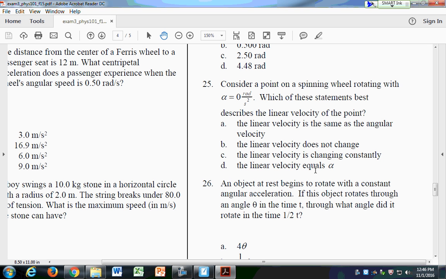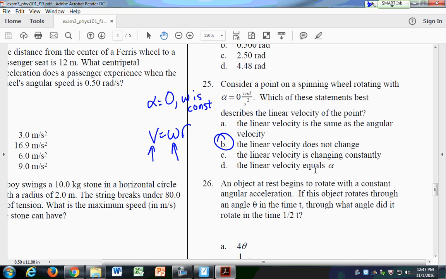Yeah, the linear velocity does not change. And they're not equal, but they're related. So V is equal to omega times R. And so since alpha equals 0, omega is constant. And if omega is a constant, that means that V is also constant. So the linear velocity does not change. These others are not correct. The linear velocity equals the angular acceleration. That's not even close. The linear velocity is changing constantly. So if we just said that it's not changing, linear velocity does not change.